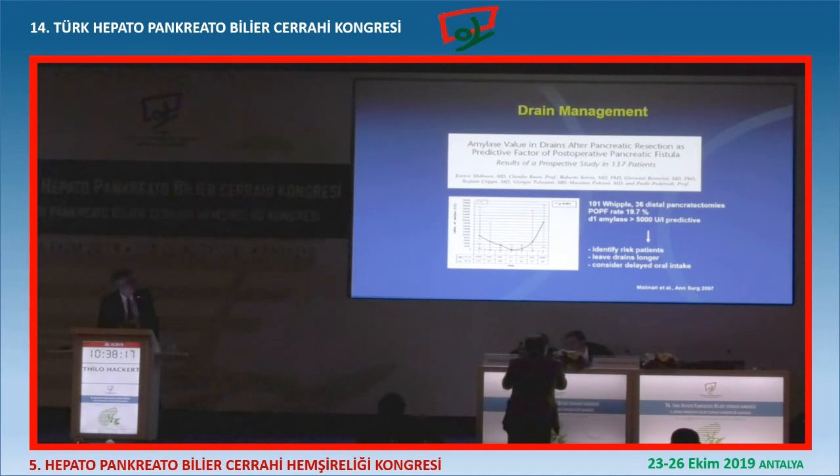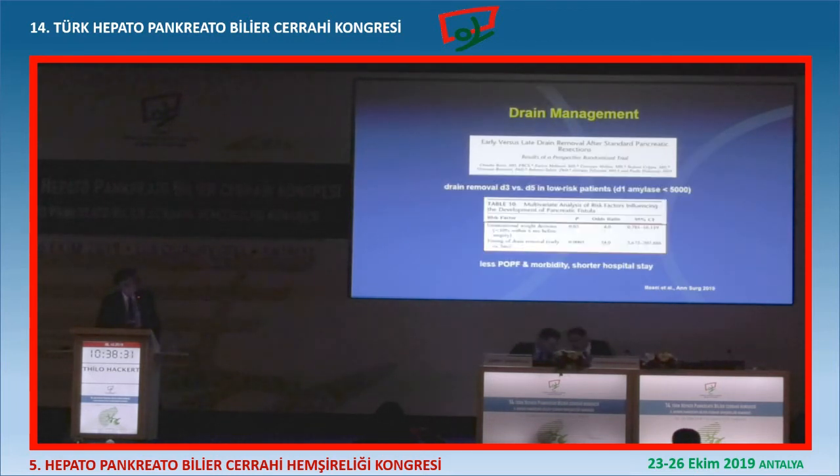This has already been mentioned. You can measure the drain amylase, of course, and when you have below 5,000, you can take out the drain probably early because 5,000 might be the cutoff for predicting a fistula coming up in the end. So therefore, you should leave the drain in these patients maybe longer. And what is the outcome when you do it? We do early drain removal in the low-risk patients. This is also a study from Verona. And you see that you have fewer fistulas, less morbidity, and a shorter hospital stay when you do a timely drain removal in the low-risk patients.